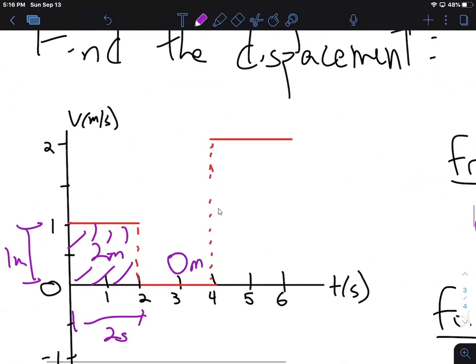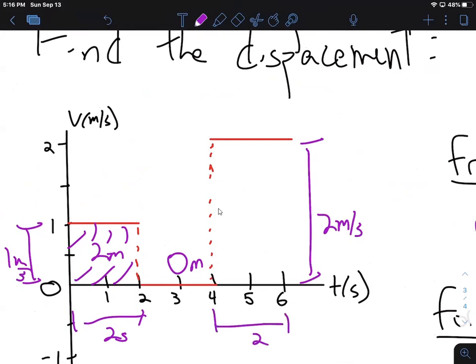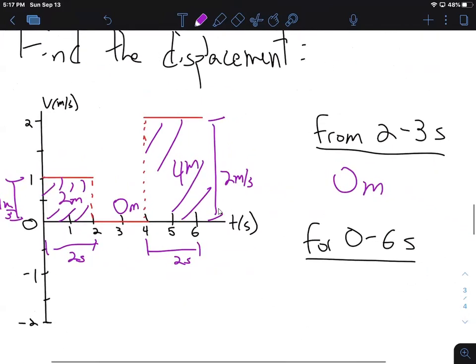And then here I go 2 meters per second. This is meters per second over here. For 2 seconds. Well, that gives me an area of 4 meters. That should make sense. You know, here I'm going twice as fast as here for the same amount of time, so I go twice the change in position. So overall, I went 2 meters, I stopped, I went 4 meters. My overall displacement would be those two areas put together, 6 meters.